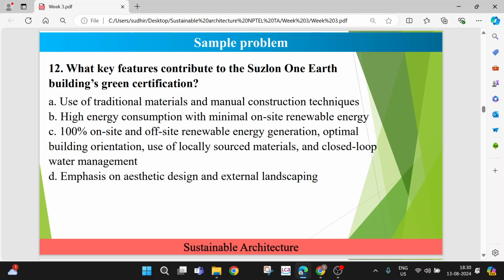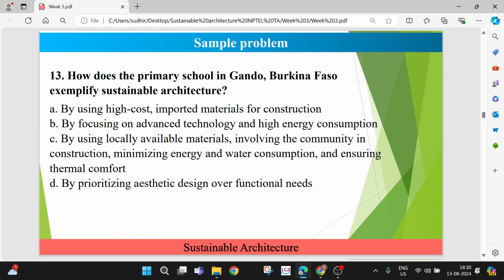So let's move to the next question. Is it clear to all of you? Yes, sir. Okay, then question number 13 is in front of you all. How does the primary school in Gando, Burkina Faso exemplify sustainable architecture? Option C, sir.